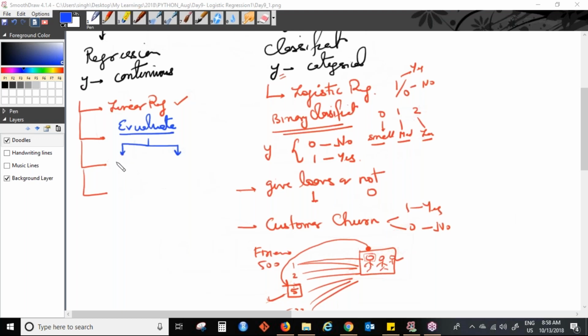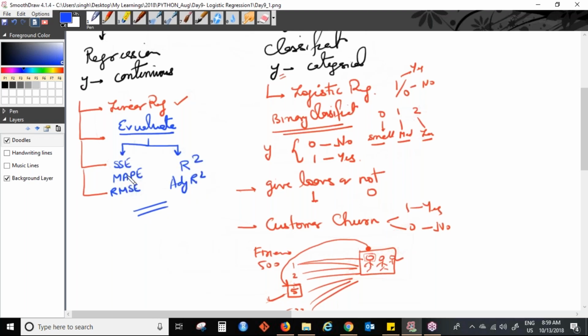Okay, so two ways. One is looking at the error parameters, which we saw were SSE, sum of squared errors, mean absolute percentage error, root mean squared error, or we also looked at R square. If you remember, we looked at R square and adjusted R square. These are accuracy parameters, these are error parameters. So we looked at these parameters and tried to evaluate our linear regression model.